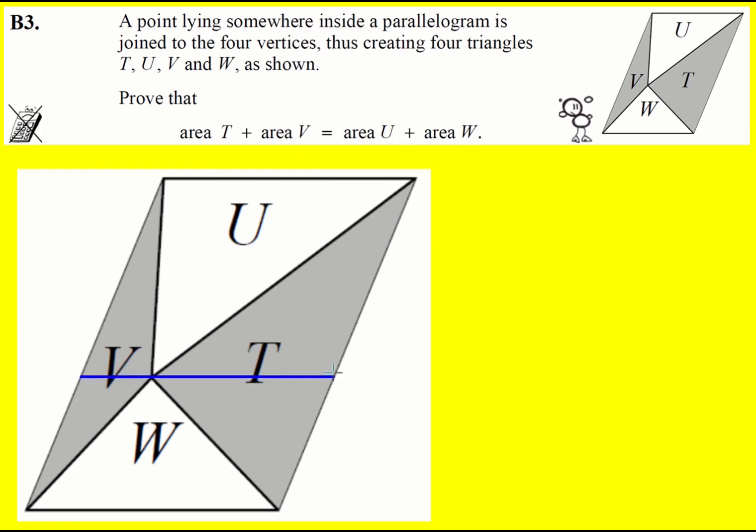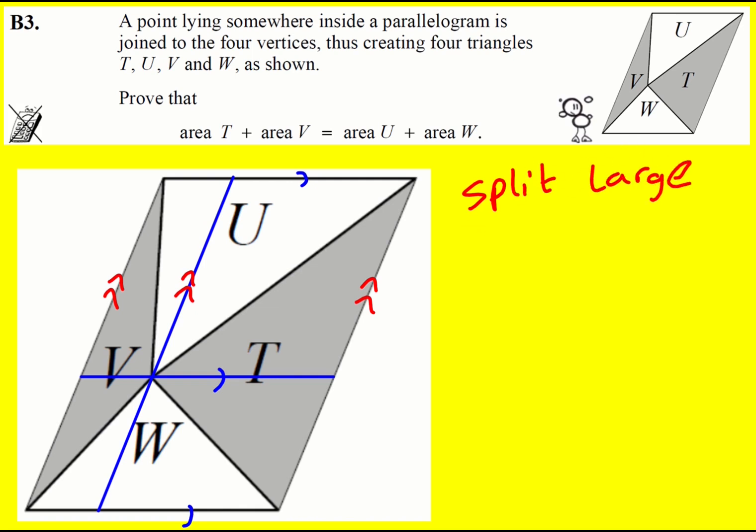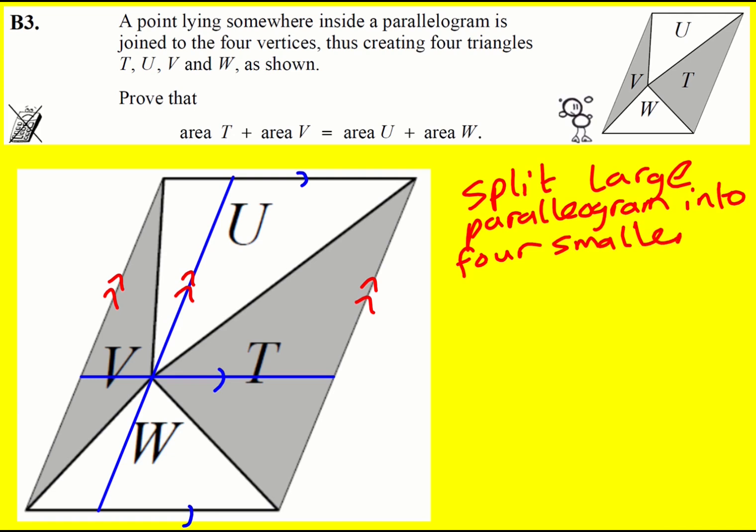So we've got a horizontal line here, and then if I carefully draw this one, this blue line is parallel to this sloping side here. So I'm just going to illustrate that on my diagram. So split large parallelogram into four smaller parallelograms.